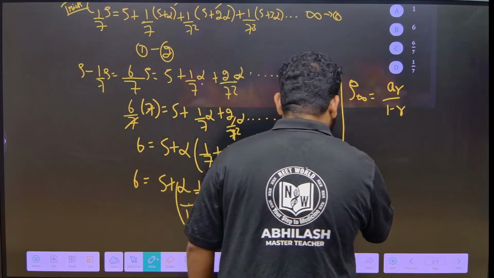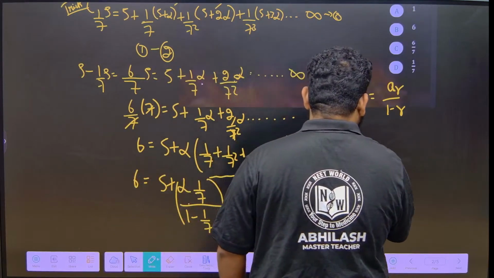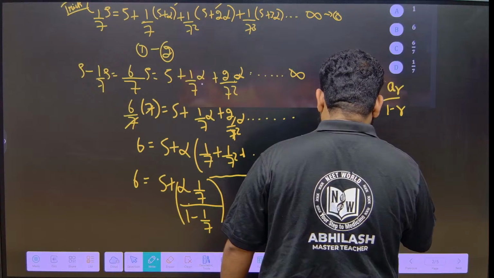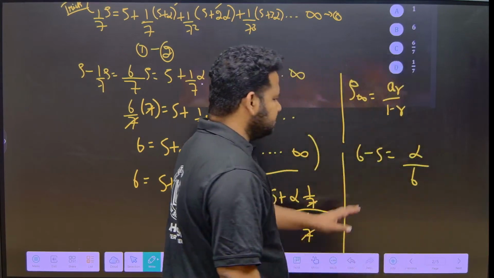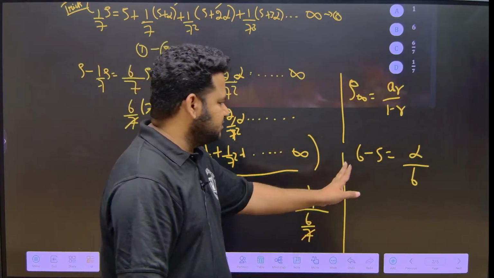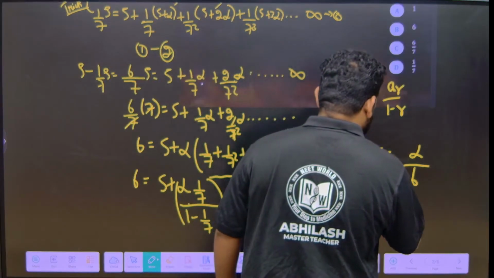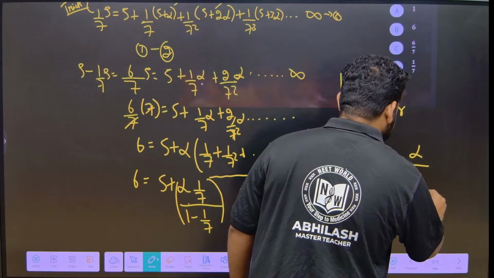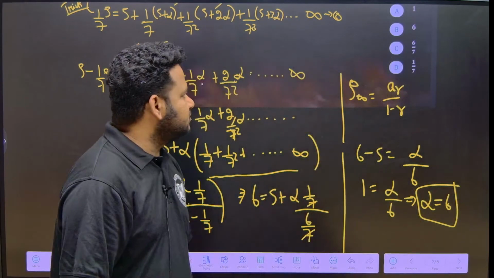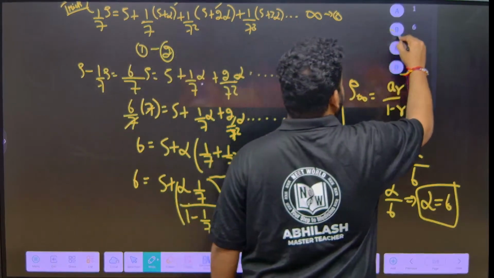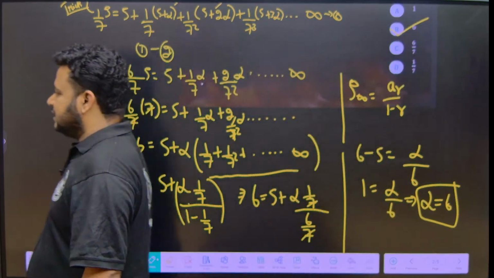This implies 6 minus 5 is equal to, I'll have just alpha by 6. 6 minus 5 is equal to alpha by 6. 6 minus 5 is equal to what, friends? 1, alpha by 6. So this implies alpha is equal to 6. Very simple question. The answer is alpha is equal to 6. That is option B, the right answer to this question.